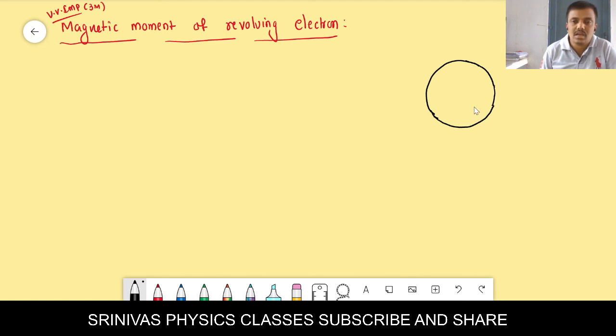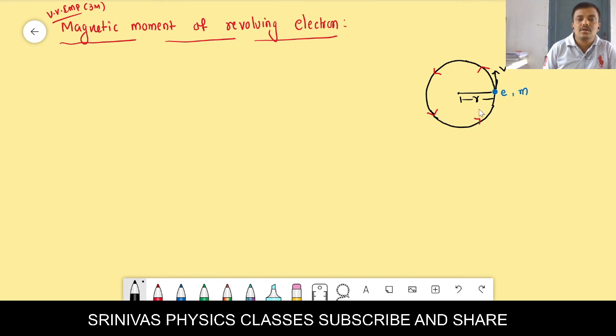You see this is an orbit and one electron is revolving in the orbit. The orbit radius we can consider as small r, electron charge is e, electron mass is m. The electron is revolving in the particular orbit like this. Small r is the radius of orbit, and the electron is moving with some speed in the orbit. The speed we can consider as v.